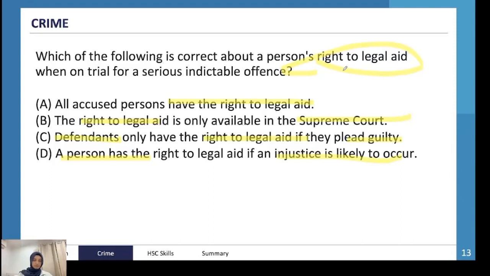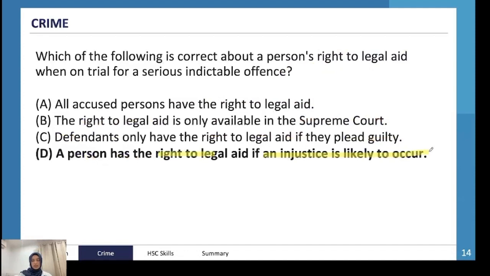So the answer for this one is going to be D. A person has a right to legal aid if an injustice is likely to occur. Right, so legal aid is not something that's available to everyone. Your income, you have different types of tests. So you go through a means test, an income test, etc., to determine if you are eligible for legal aid.